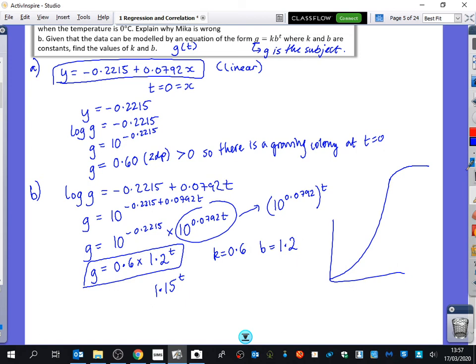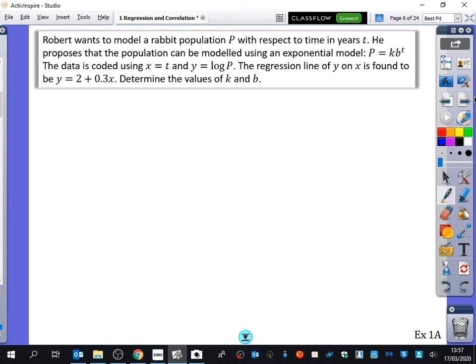So we're gonna just do one more quick example here, and then you're gonna do some questions from this exercise. Here we are, we've moved away from that bacteria growth and we're coming back to rabbit populations. So Robert wants to model a rabbit population P with respect to time in years. He proposes that the population can be modeled using an exponential model, P equals K B to the T. The data is coded using X equals T and Y equals log P. The regression line of Y on X is found to be Y equals 2 plus 0.3X. Determine the values of K and B.